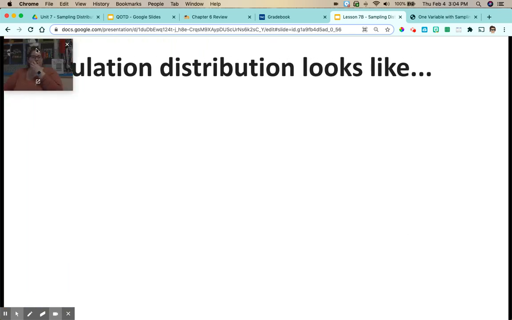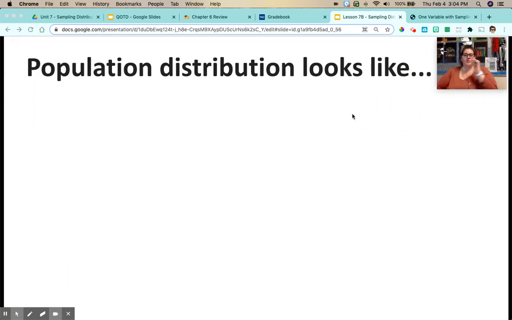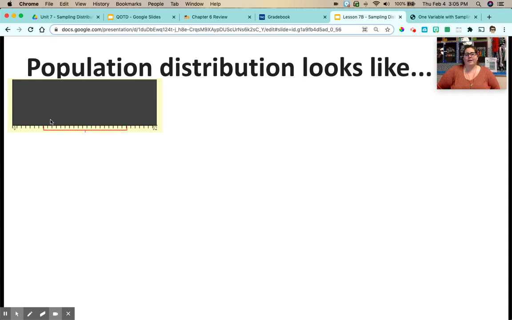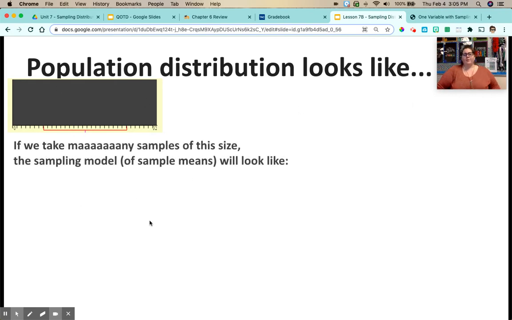So a population distribution is our original distribution for the individual values of our population, whatever numerical values we're dealing with. So our population distribution could look many different ways. In this case, I have one that is what we would call uniform. And in a minute, I'll show you one that is more skewed, etc. So depending on how we start, our sampling distribution might look different.